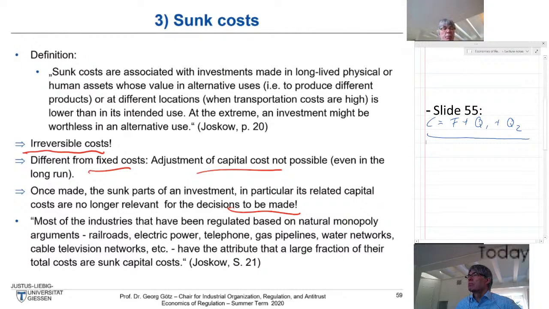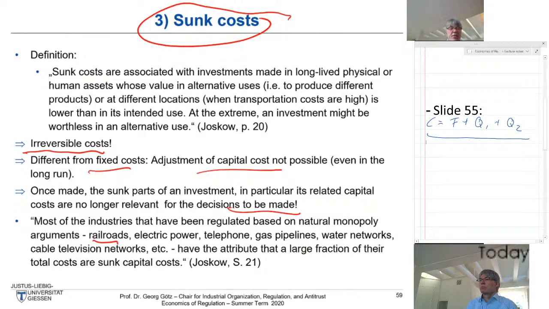Why is sunk cost so interesting to us? Because most of the industries that have been regulated based on natural monopoly arguments, the railroads, think of the tracks, okay, the most important part is not the steel you put in there, but the construction cost you have. Electric power, similar. The power plants, they don't have much of an alternative use. The telephone is in particular the wires you have put into the ground. That's a problem with getting fiber optical broadband interconnection for everyone, because 80% of the cost are just the construction costs if you have to lay that cable into the ground.